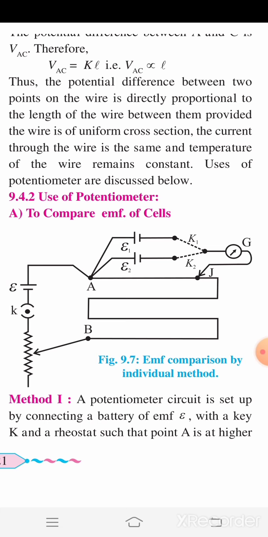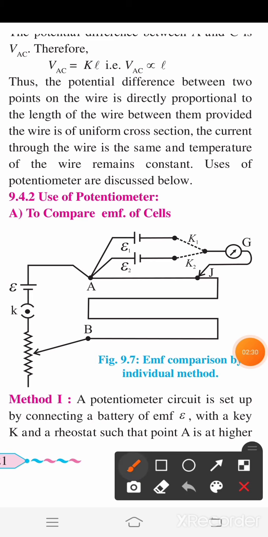Of these three uses of potentiometer, in our syllabus only the second and third uses are studied. That is, to compare the EMF of two cells, and to measure the internal resistance of a cell. So students, first we see the second use, that is, to compare the EMF of two cells.